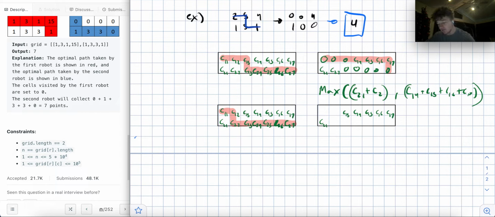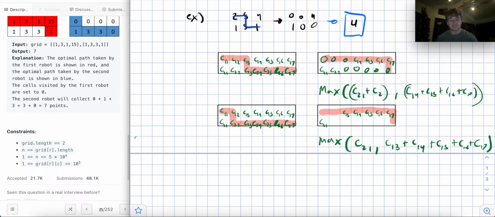Well, what can this second robot do? It can either take C21 or it can take all these up top. So it's going to take the max in this situation, C21 or C13 plus C14 plus C15 plus C16 plus C17, because that would be the optimal thing. So always optimally, it's either going to go straight down or go all the way right and over, no matter where I put this thing.